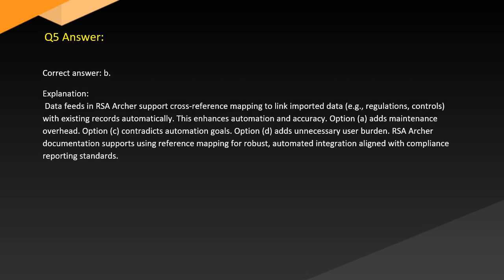Answer. Correct answer: B. Explanation. Data feeds the RSA Archer support cross-reference mapping to link imported data regulations and controls with existing records automatically. This enhances automation and accuracy. Option A adds maintenance overhead. Option C contradicts automation goals. Option D adds unnecessary user burden. RSA Archer documentation supports using reference mapping for robust, automated integration aligned with compliance reporting standards.